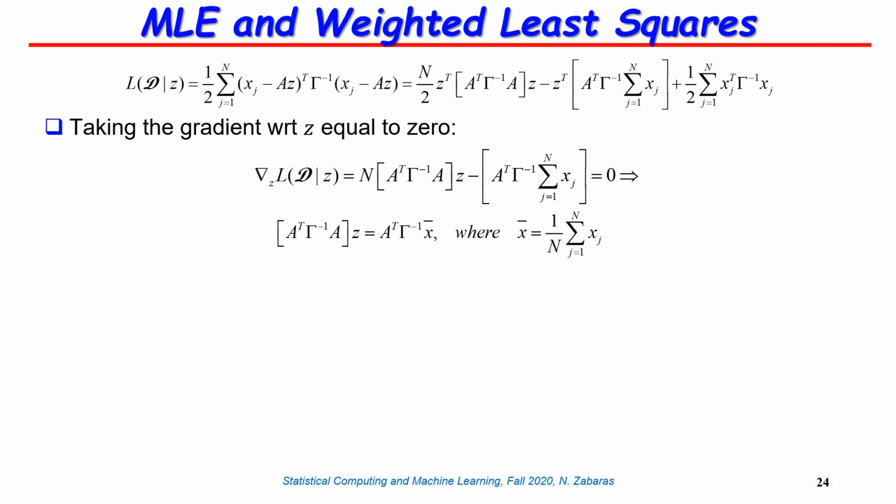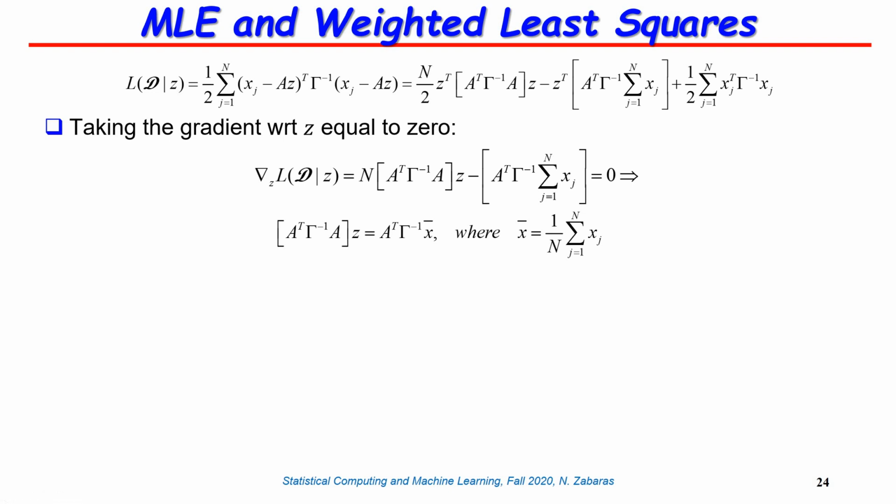So for me it actually suffices to stop there and say that the maximum likelihood estimator, which is the z that solves this linear system of equations, is equivalent to a weighted least squares problem. I call it weighted again because I have A transpose gamma inverse times A.